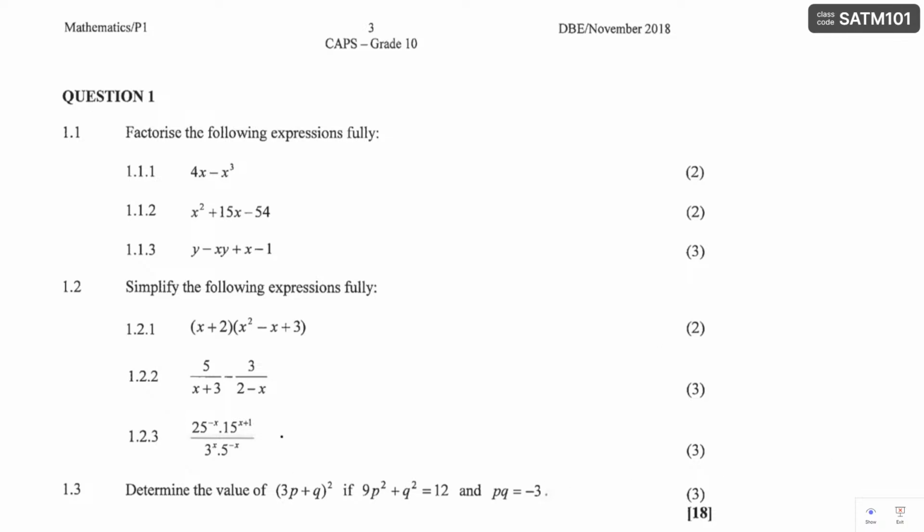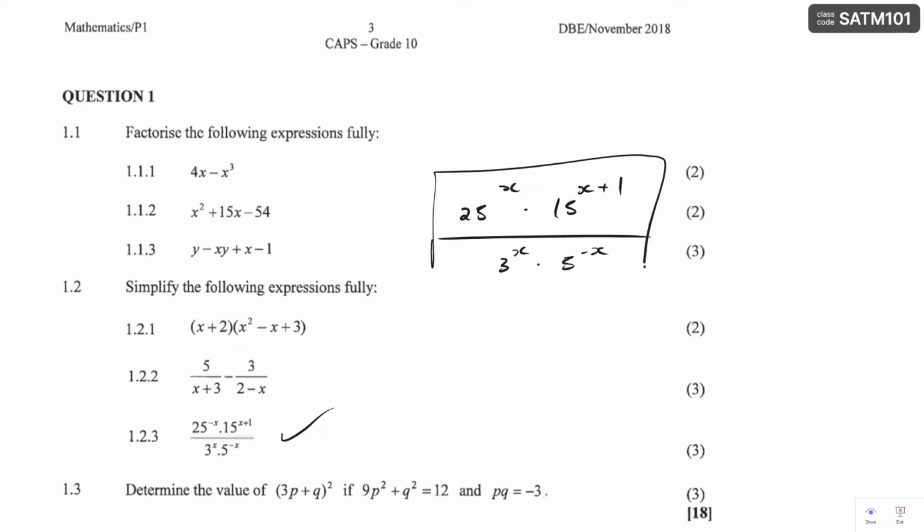So guys, I realize for this one, you can check my equation. I wrote this one as 25 to the power x times 15 to the power x plus 1 divided by 3 to the power x times 5 to the power negative 1. So I was solving this equation, which is different from this one. So that's why my answer is different. So it's not an error. I was just solving a different equation.